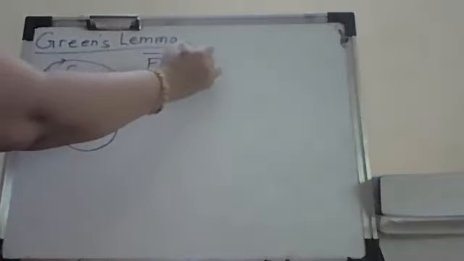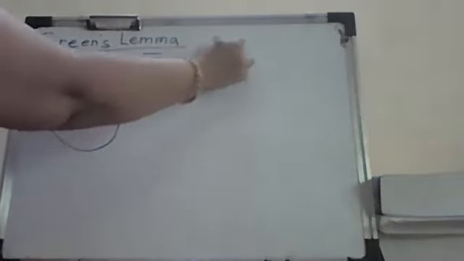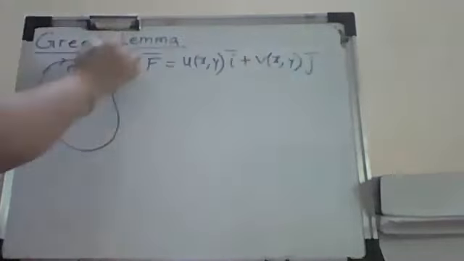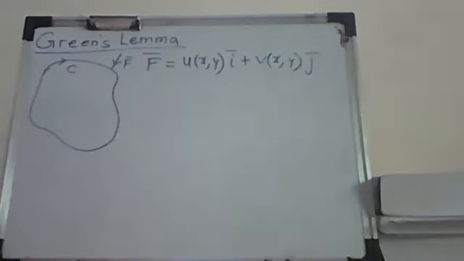So we are going to consider the closed curve. Consider the closed curve C. This is my closed curve C, where I have defined the vector field. The vector field is written as u of x,y times i bar plus v of x,y times j bar. This vector field is acting on the entire closed curve. So Green's lemma is applicable for closed curves only.